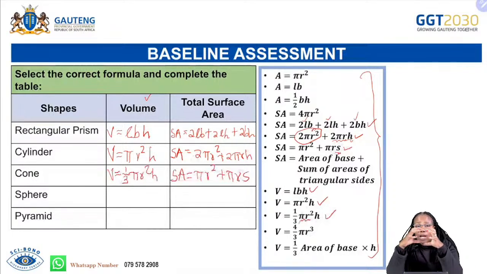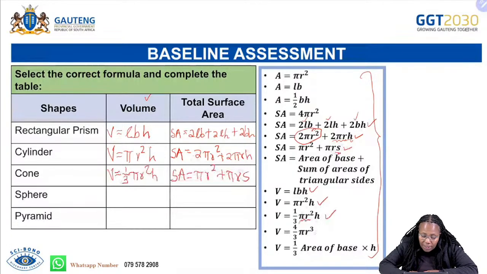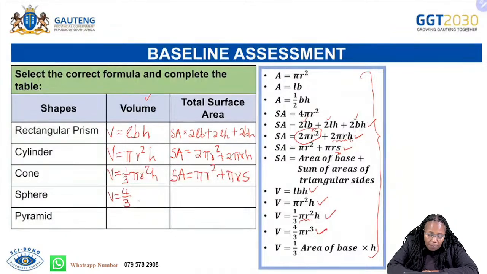And the sphere now, we are talking about the ball. If you want to find the volume, the inner part of the ball, the formula that we use for a sphere is 4/3 pi r cubed. For the sphere, we are using volume is equal to 4/3 pi r cubed.